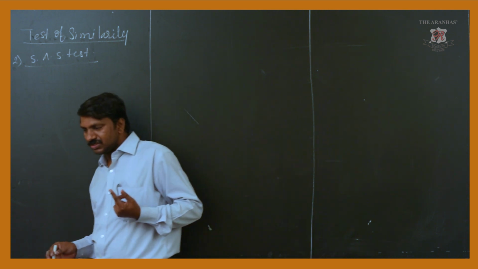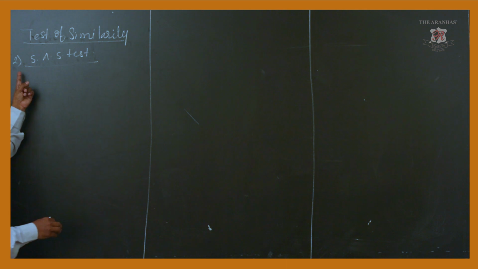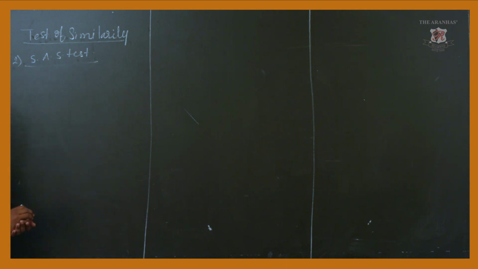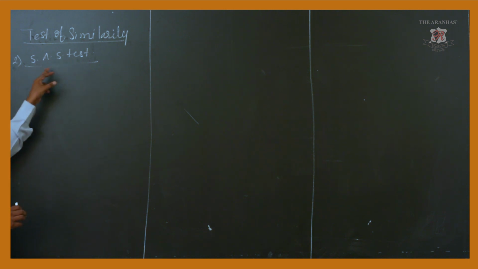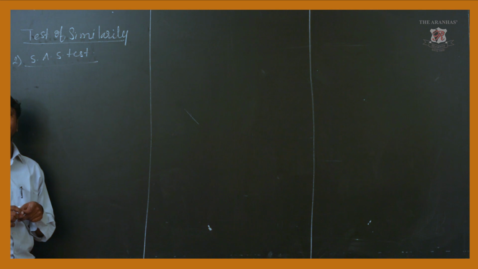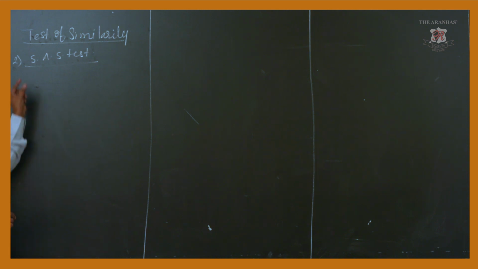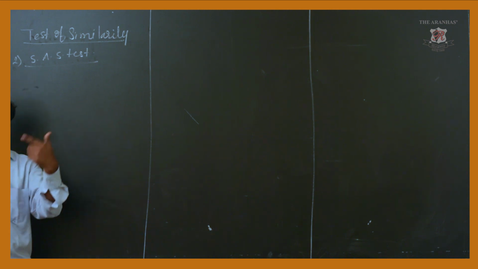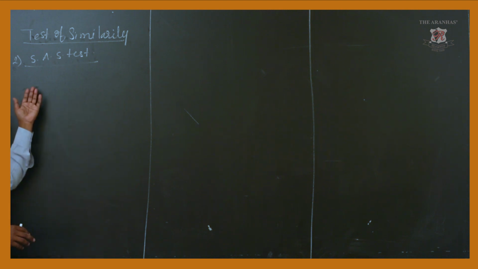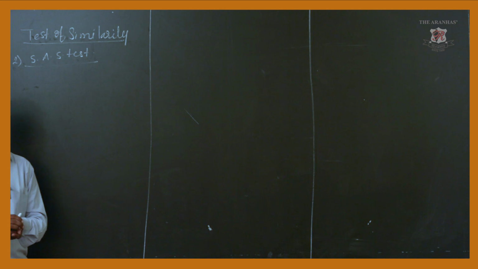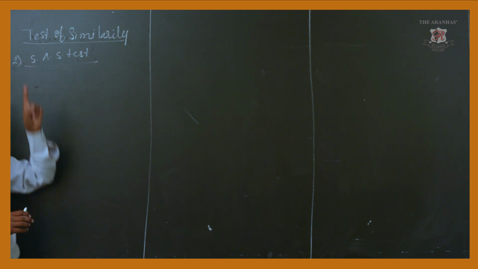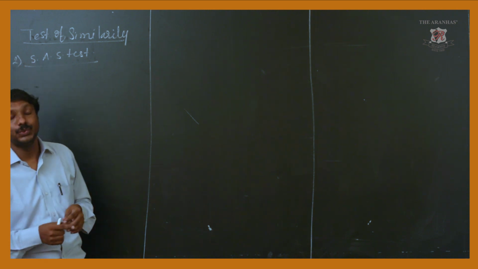The second one we are going to discuss is the SAS test. SAS means what? Side-angle-side test. Students always get a little confused, they think it's like congruency, that a pair of one side, angle and side may be congruent and then they are similar. So, totally it is wrong. In similarity, we go according to the given correspondence of the vertices of the two triangles.